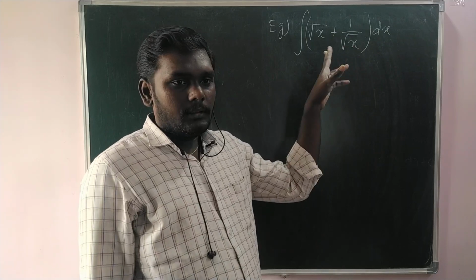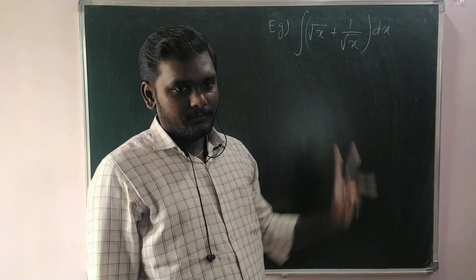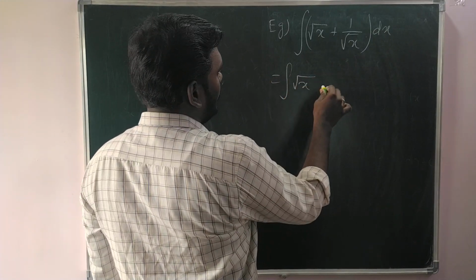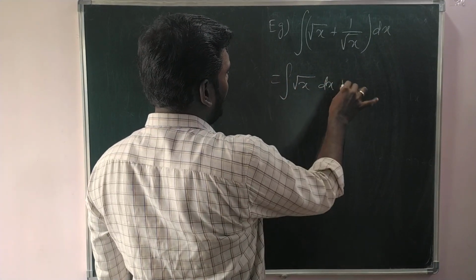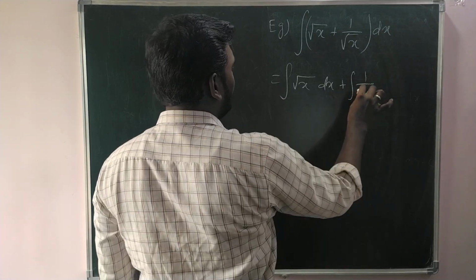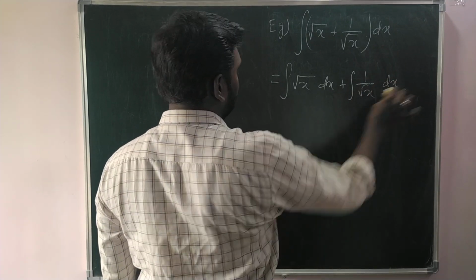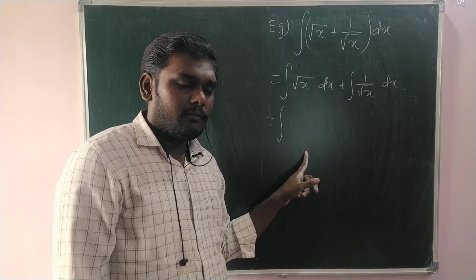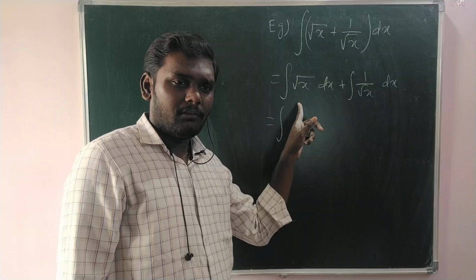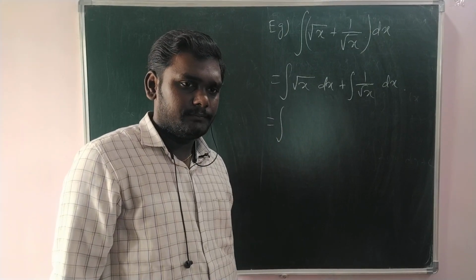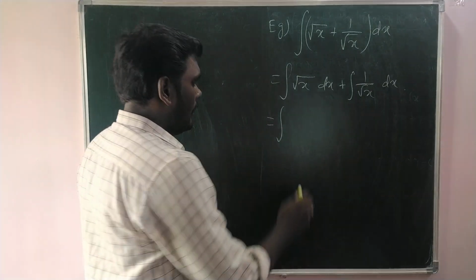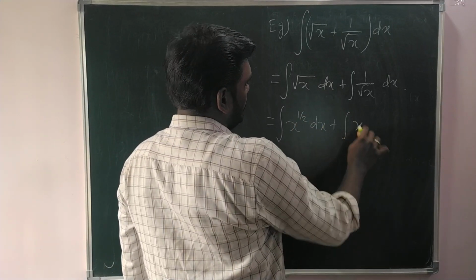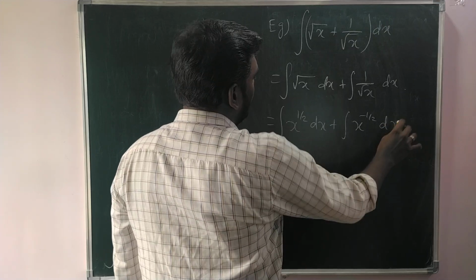So here, this can be treated as individual functions. We find the integrals individually and add them. Integral of root x dx, but we haven't studied the formula for root x, right? It is of the form x power n, but what will n be when it is root x? Good, x power 1 by 2 dx, and here x power minus 1 by 2 dx.